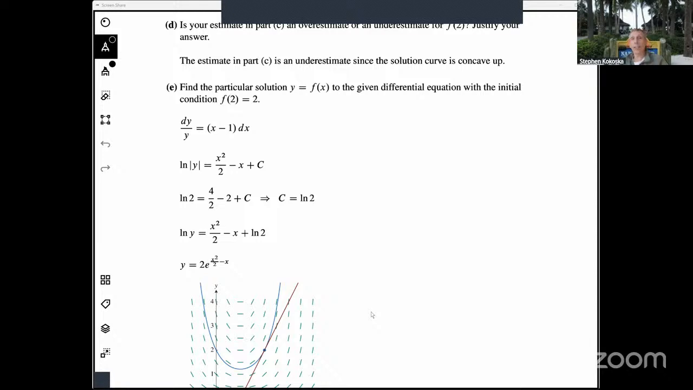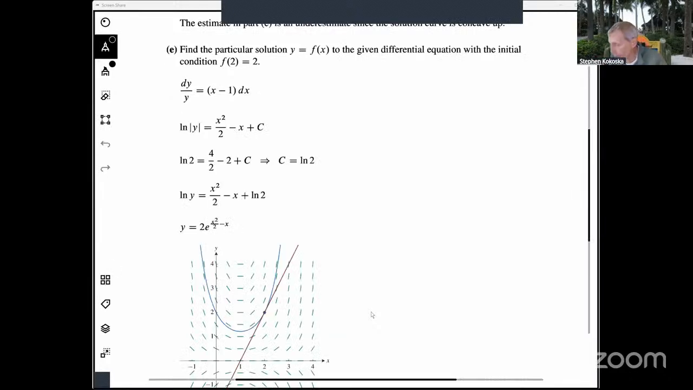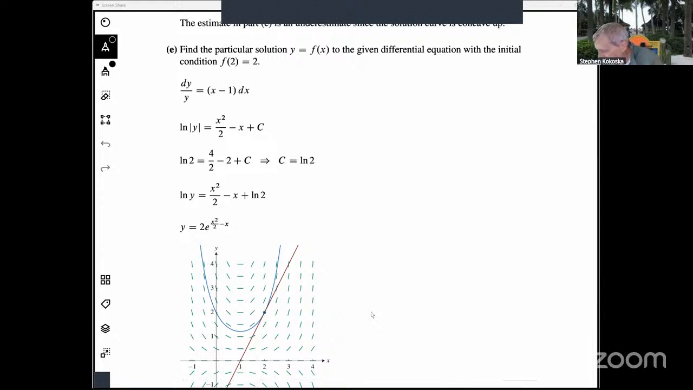Now, I'm not satisfied. Perhaps I want to see this graphically, so I added another part to this while we're here. Let's find the particular solution to this differential equation with that initial condition, (2, 2). So let's go through this again. We separate variables. We find an antiderivative of both sides, and there's the plus c. Don't forget the absolute value. It's the log of the absolute value of y is equal to x squared over 2 minus x plus c. We integrate term by term on the right.